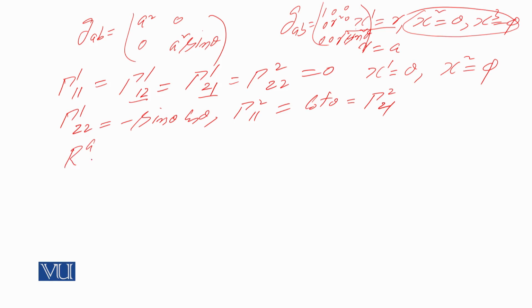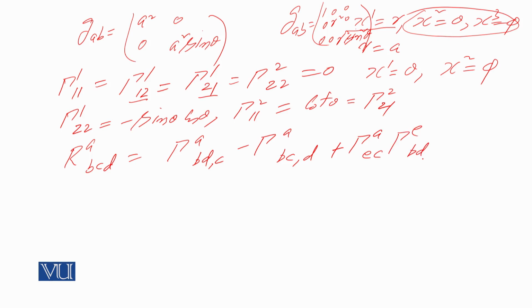This is the general formula. As you know, we have just written down the general formula: R^a_bcd equals Γ^a_bd,c minus Γ^a_bc,d plus Γ^a_ec Γ^e_bd minus Γ^a_ed Γ^e_bc. Okay. Now I would give details on only one component. The rest will be the same.